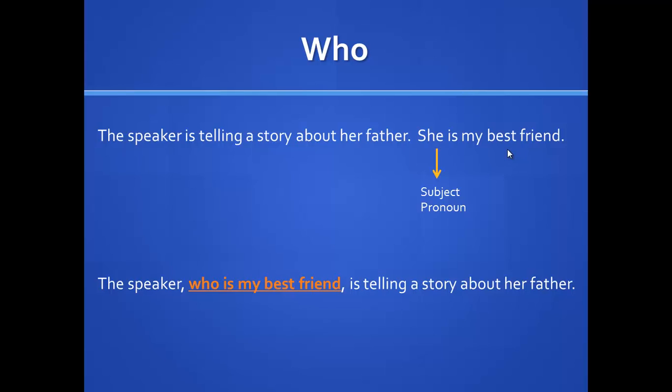Basically what we do to combine these is take the second sentence, remove part of it, in this case she, replace she with who, and plunk it in the middle of the first one. So now we have a much more complex sentence, which will add complexity to your writing. A few things to remember when you're doing this. First of all, make sure that you match. So she is a subject pronoun, so you need to replace it with the subject pronoun who.